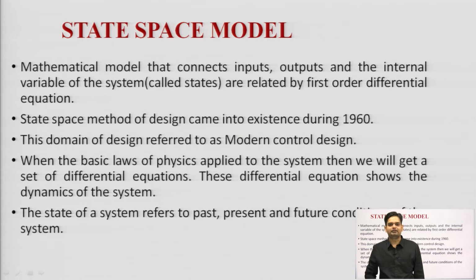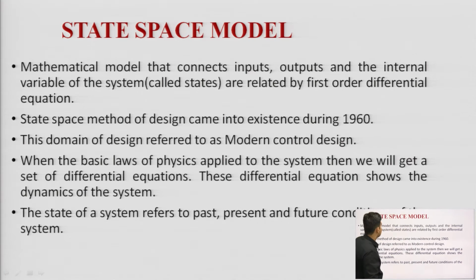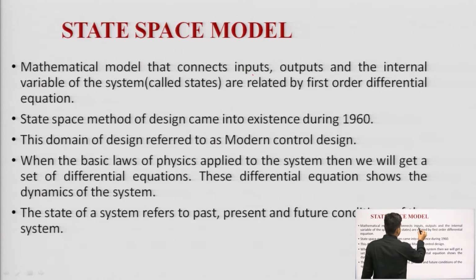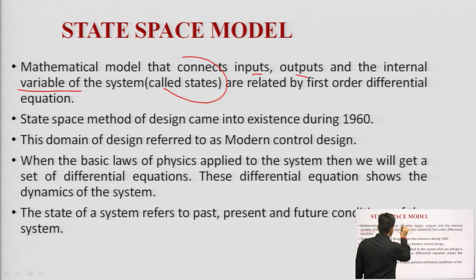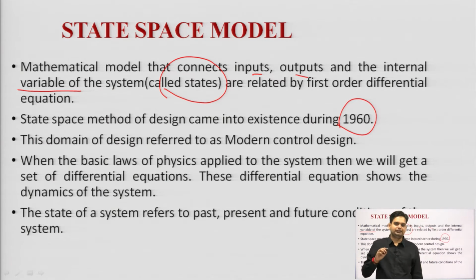Okay. So, now we will see the state space model. The state space model basically consists of three elements: the input, the output, and the internal variables of the system, and these internal variables of the system are called states. The state space method came into existence in the era of 1960. It is generally considered in modern control theory. Before 1960, we used to deal with the transfer function.